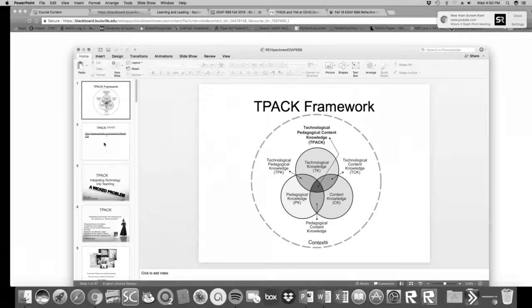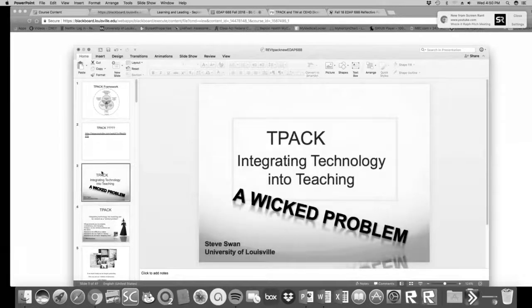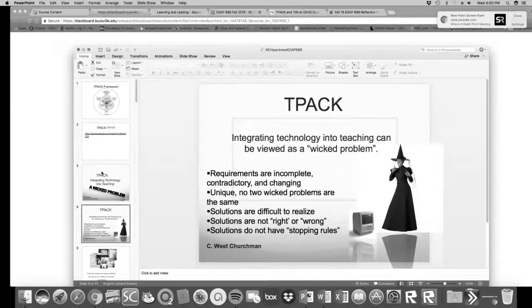And then last is technology. Here we have the wicked problem. And I explained that to you by saying that the problem with technology in education today is it slips around. The wicked problem is an acute phrase.